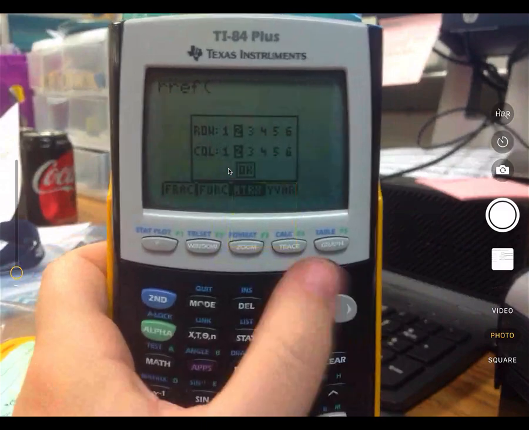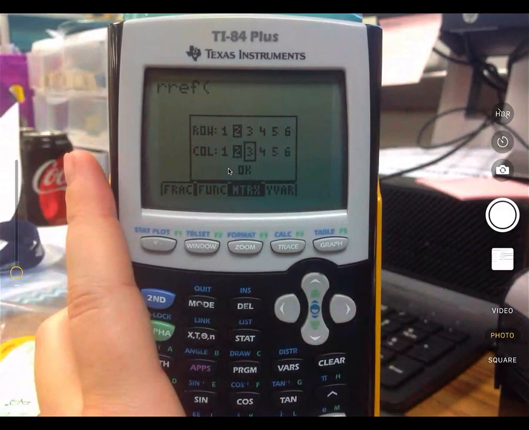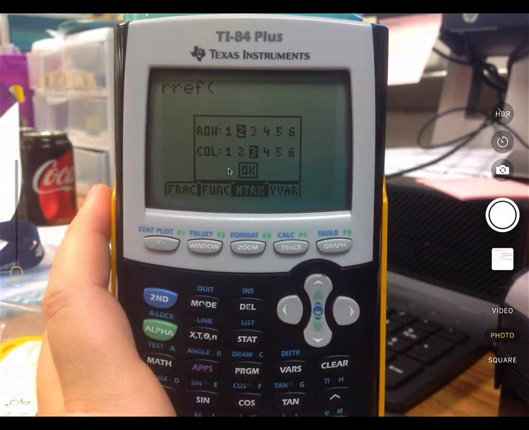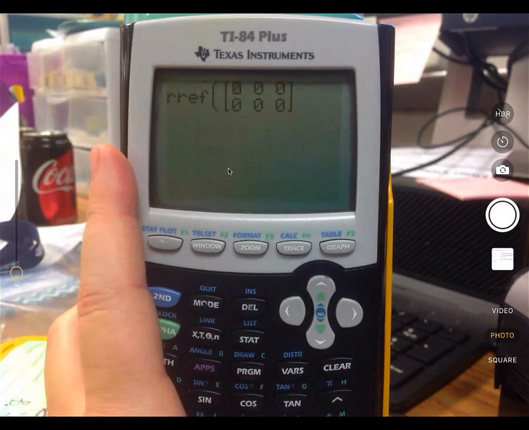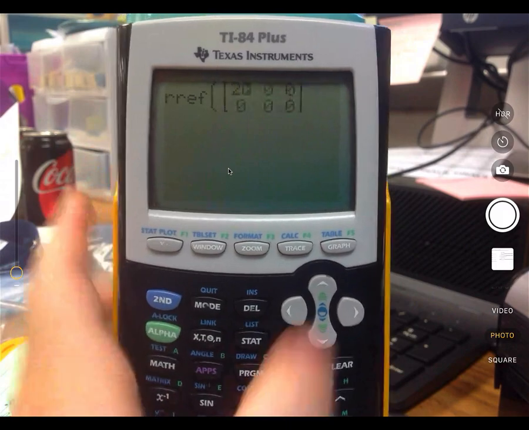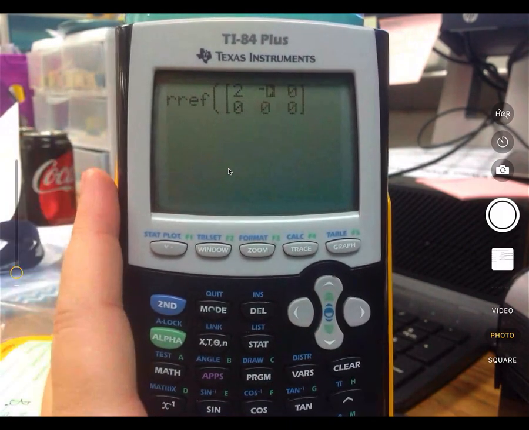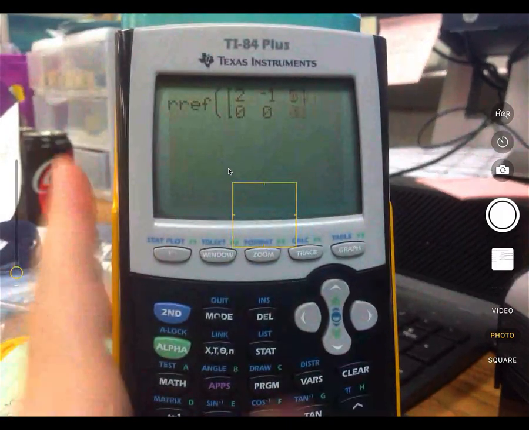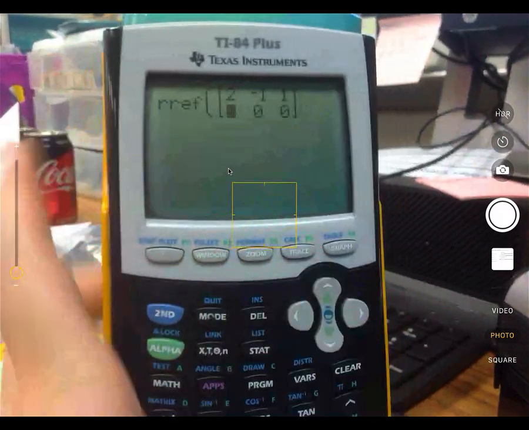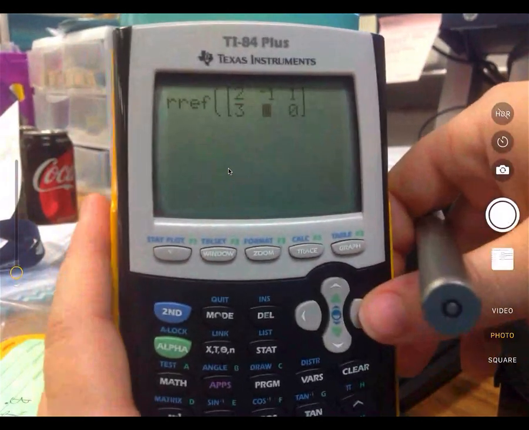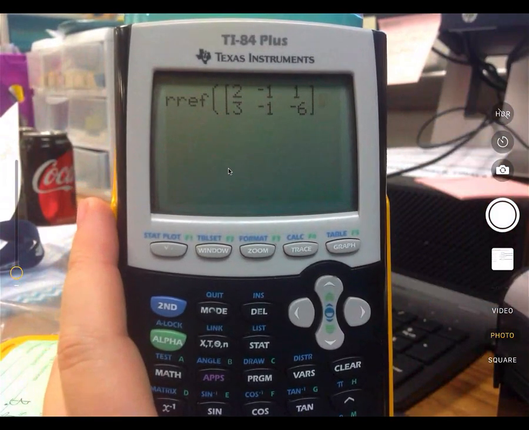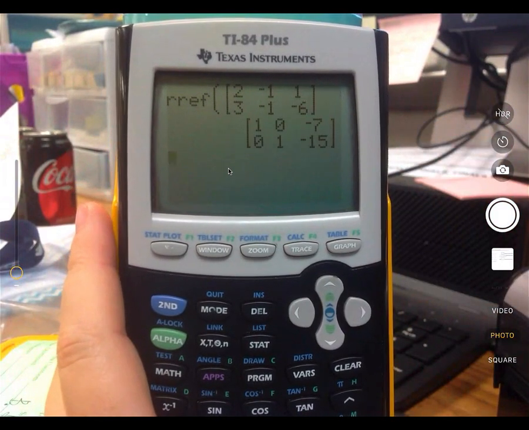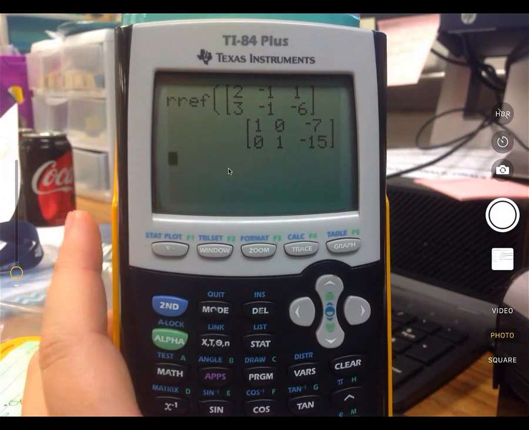This is a 2 by 3, so I need to make sure 3 is highlighted on the column. If it is not, you scroll over to 3 and click enter. I scroll down and click OK. I am now typing in the matrix that I wrote down on my paper using the right arrows to scroll over. And once this looks exactly like what I have on my paper, I click enter.